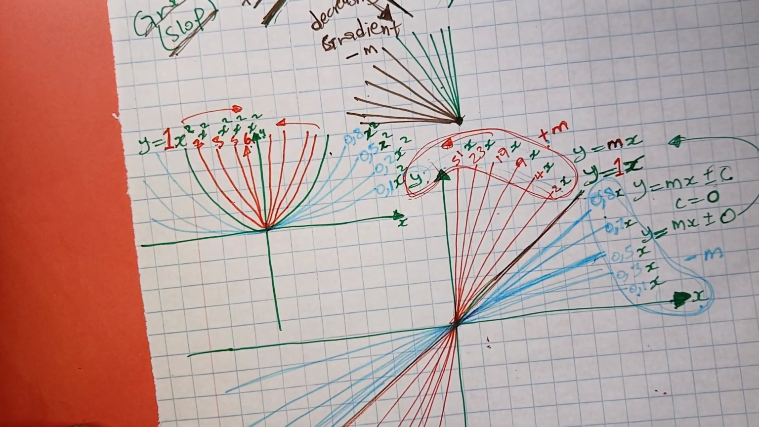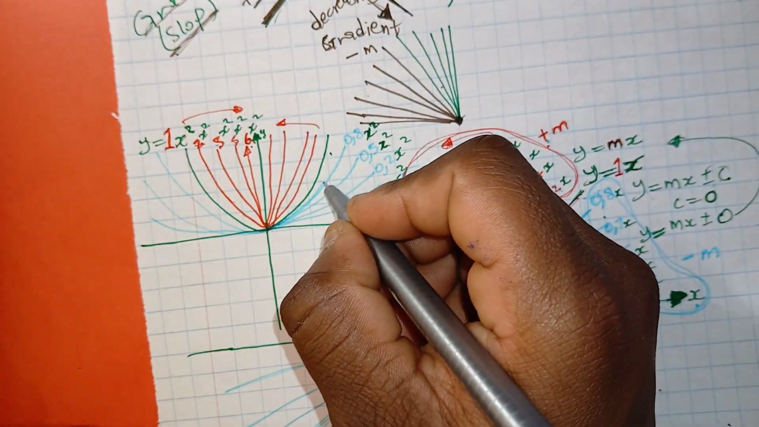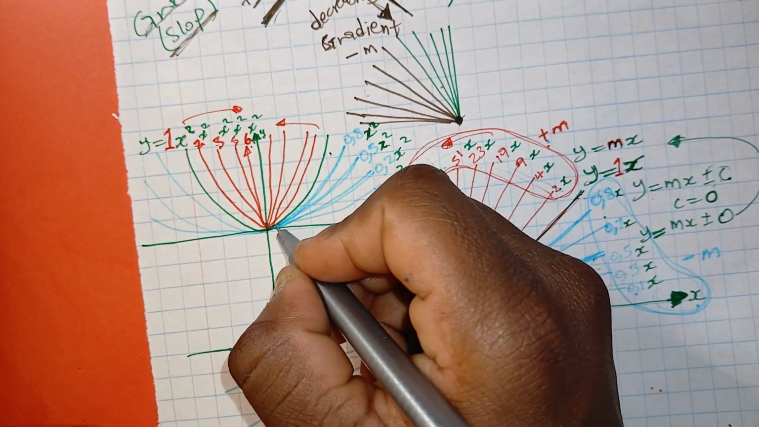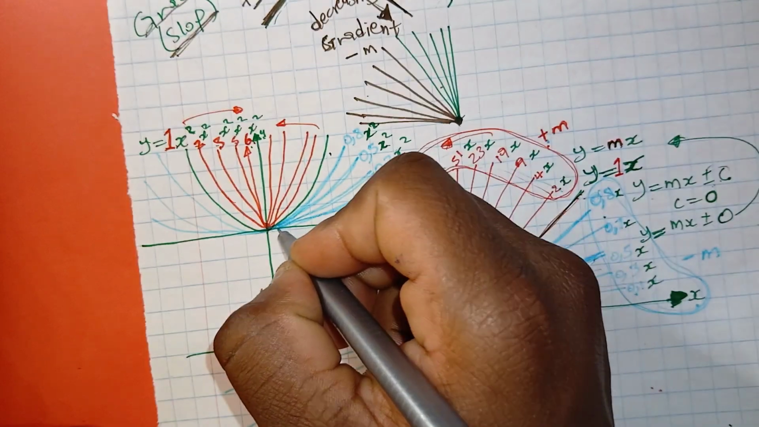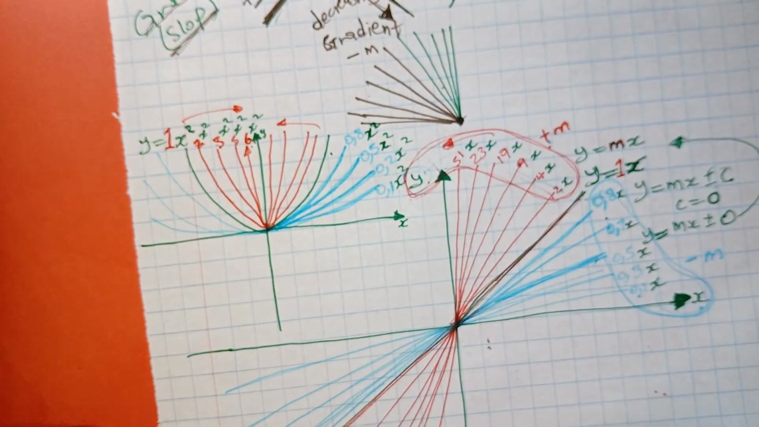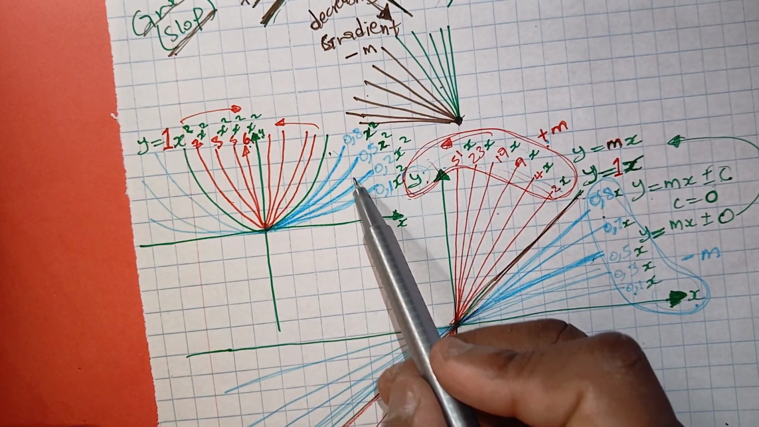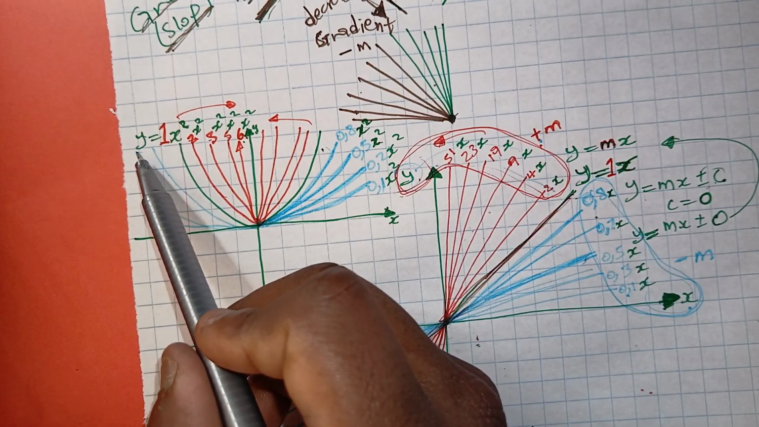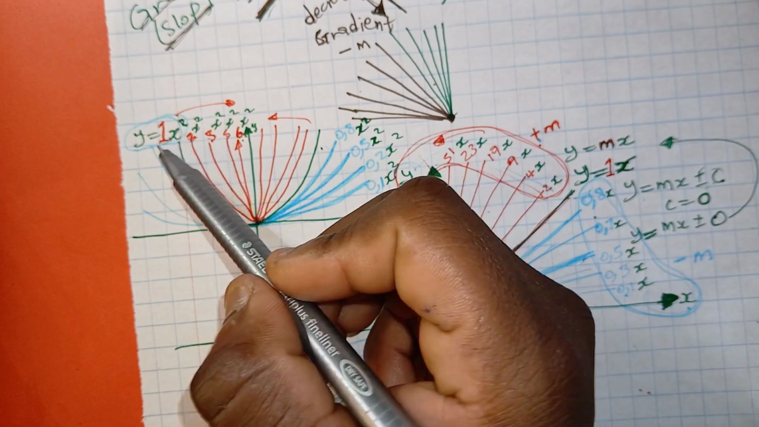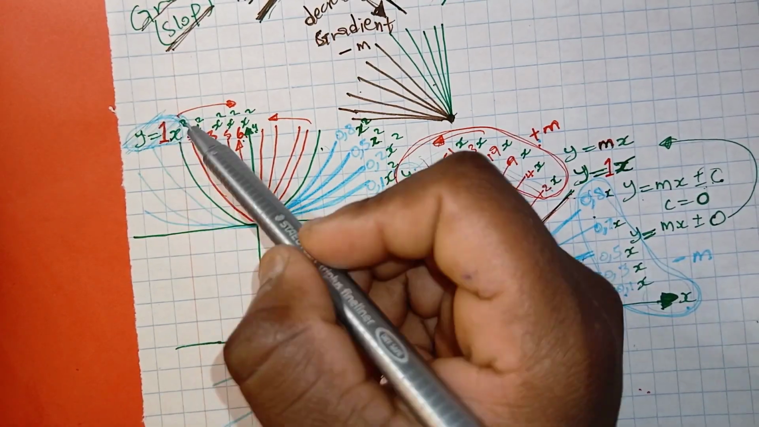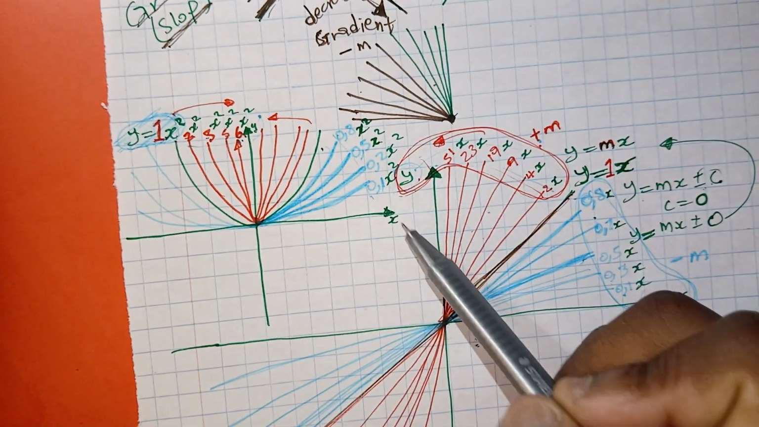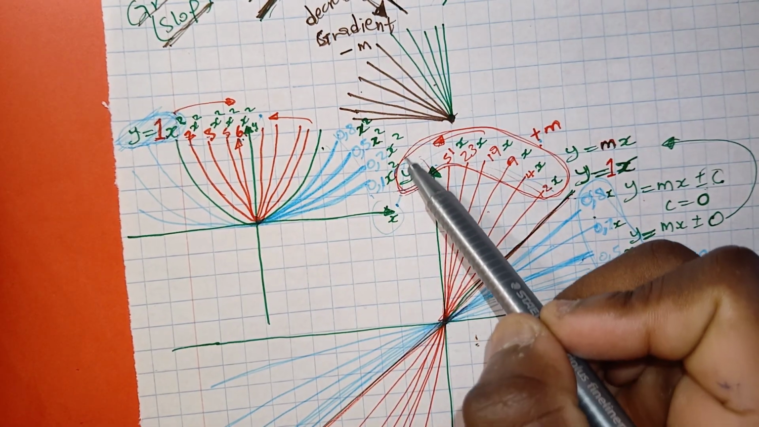Do you see that, guys? When I decrease this positive gradient, I'm getting close to the x values. This one is just the mother function for a positive gradient. As I increase the gradient, I'm getting close to the y values, but as I decrease it, I'm getting close to the x values.